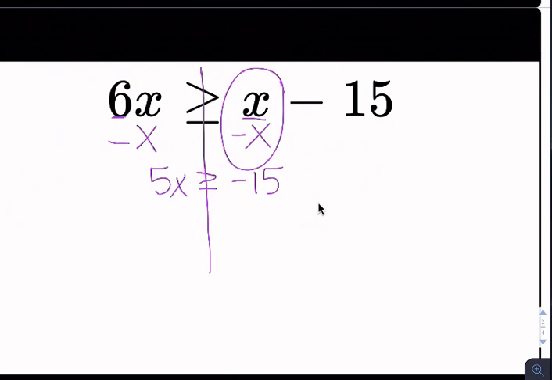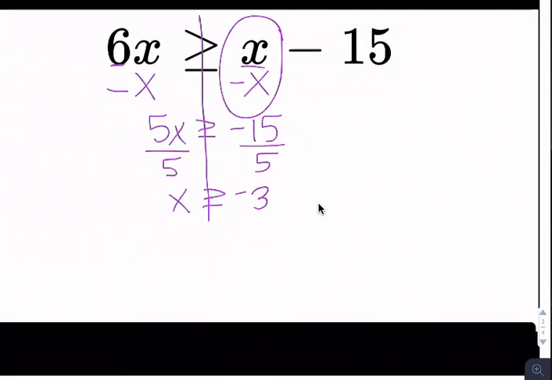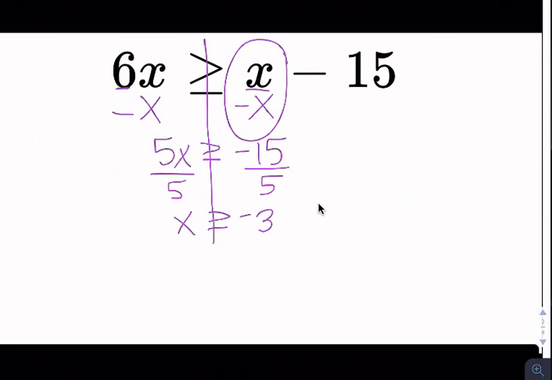5x is greater than or equal to negative 15. And I need to get x all alone. I still don't want 5x, I want 1x. So now I'm going to divide both sides by 5. So I get x is greater than or equal to, and then I have negative 15 divided by 5, and that's going to be negative 3. So my solutions are going to be all the numbers that are greater than or equal to negative 3.